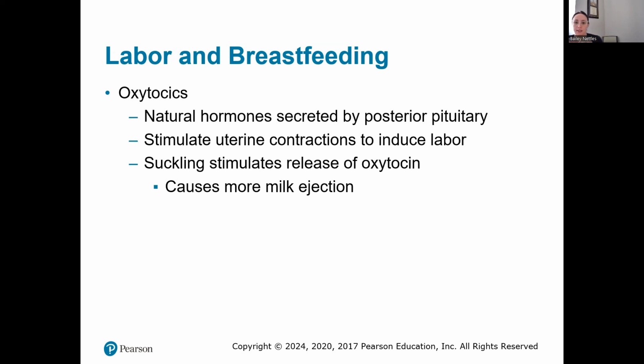With oxytocics, so it's a natural hormone. It causes more milk to be released. It can stimulate uterine contractions to induce labor. When they say it's a natural hormone, you have oxytocin in your body already. It's stimulated when you start to breastfeed or when you feel happy. It's supposed to be a happier drug. So this is just a synthetic form of it.